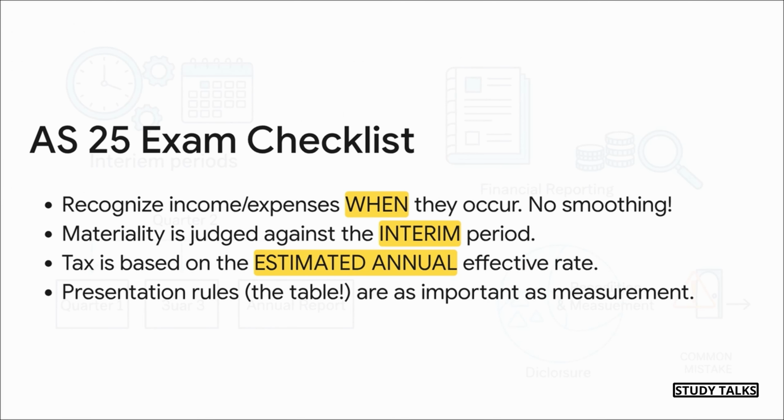Number 1, recognize income and expenses when they occur. No smoothing. 2, materiality is based on the interim period's numbers, not the whole year. 3, tax is calculated using that special estimated annual effective rate. 4, the presentation rules, especially that crazy comparative table, are just as important as the calculations.